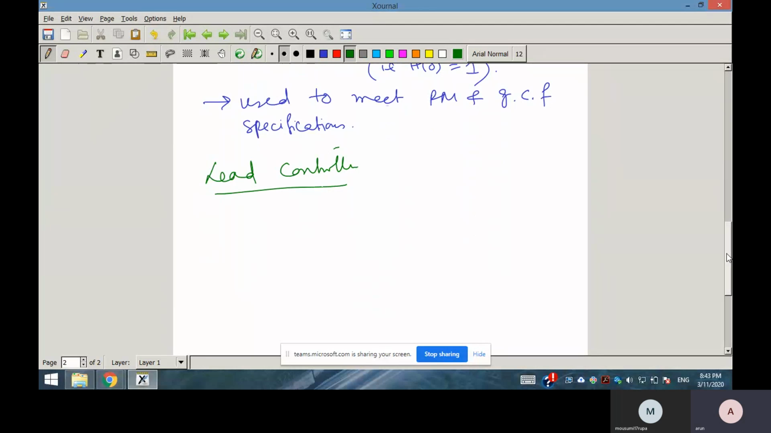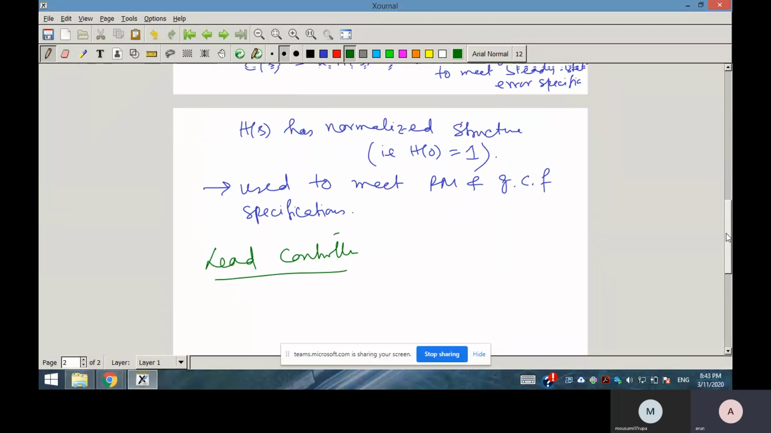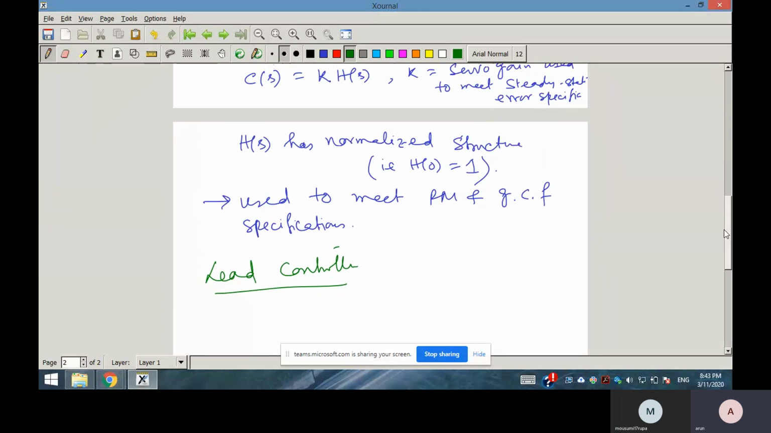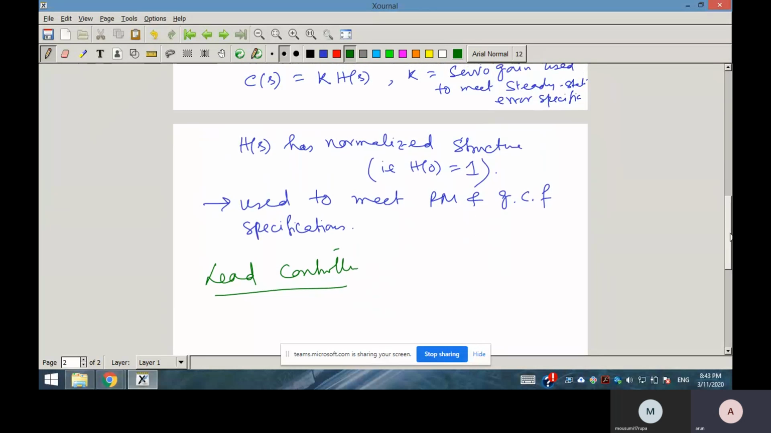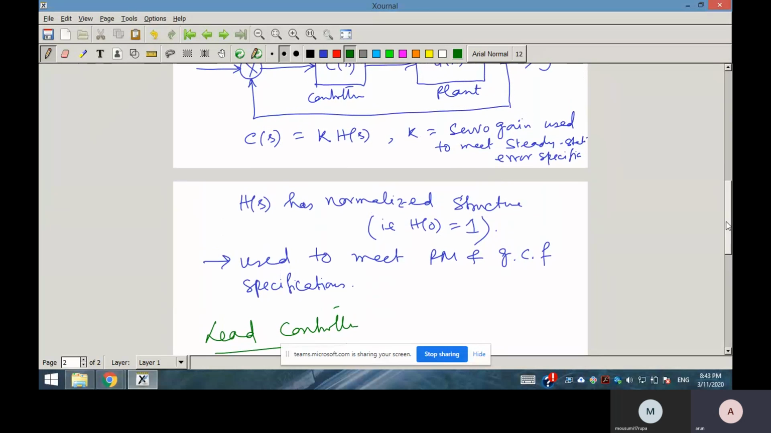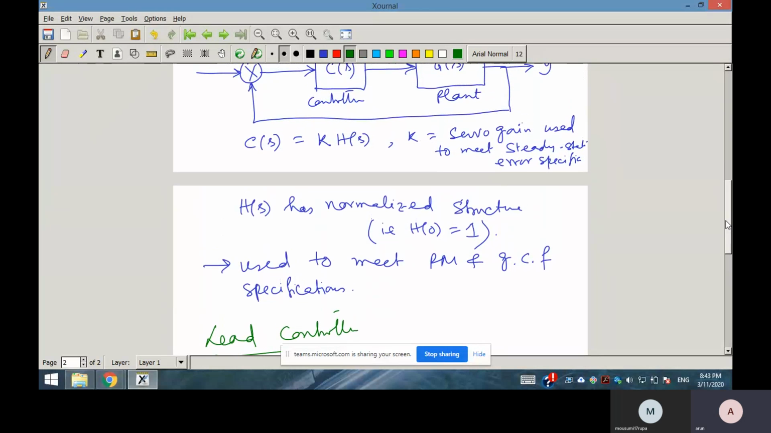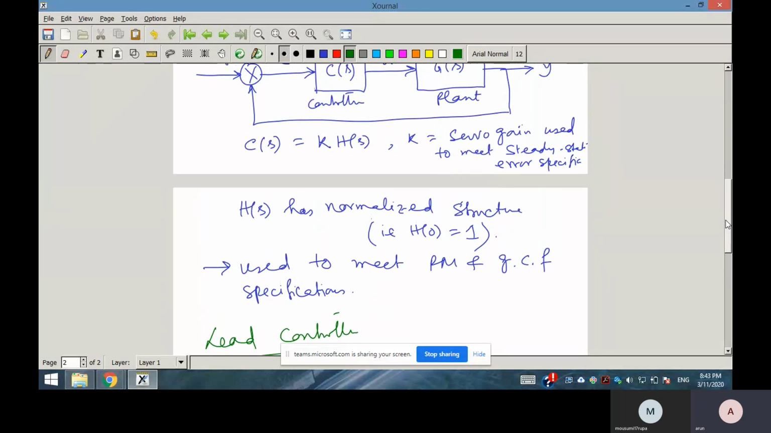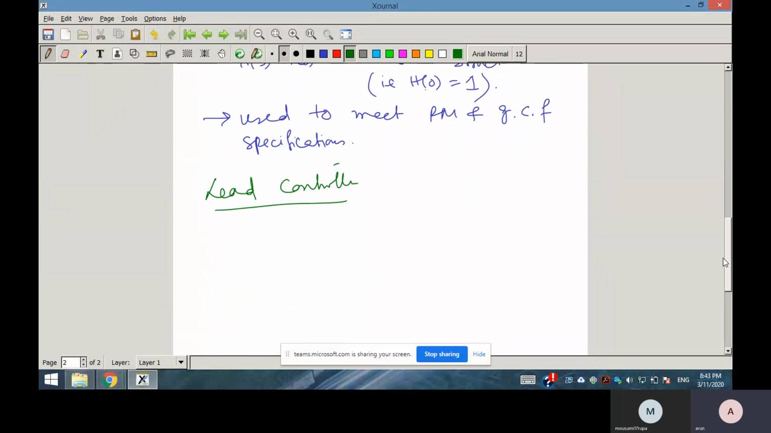So we are interested in H(s) only. At the end, after discussing lead-lag and lag-lead controllers, we will be considering how to design K, and how, given a problem, to design K as well as H(s) together.